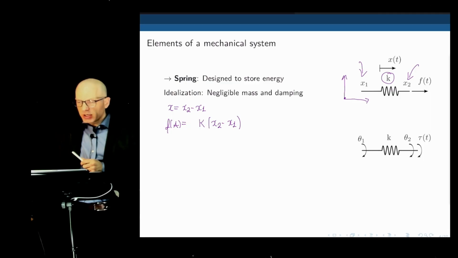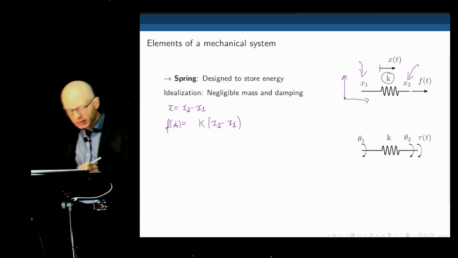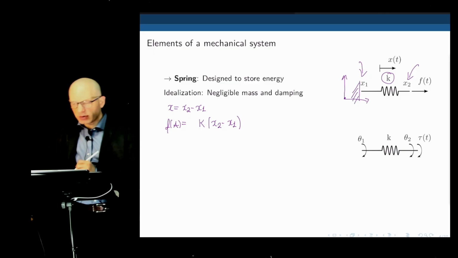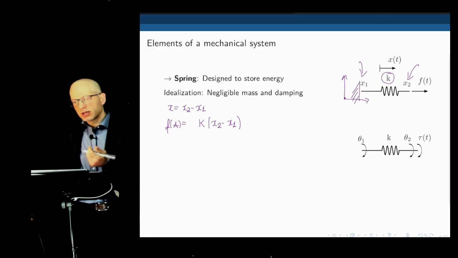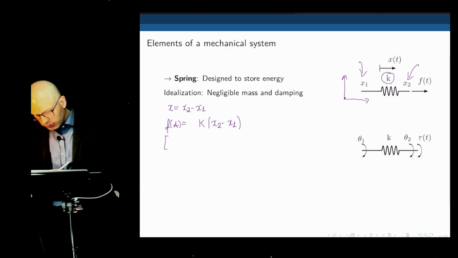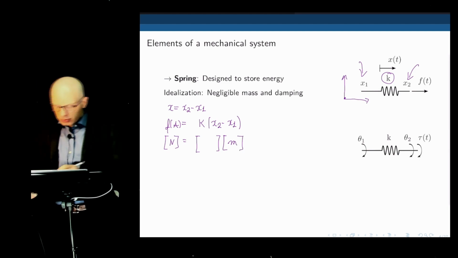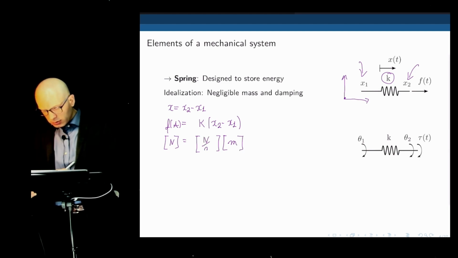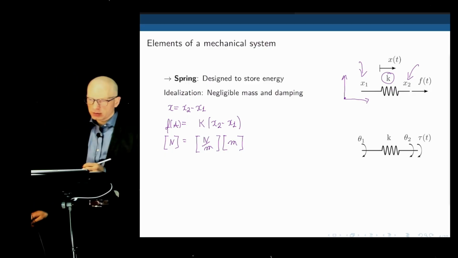If one end of the spring is fixed, for example, x1 is attached to a fixed reference frame like that, and it doesn't move, then x1 is simply 0, and the force becomes K times x2. Okay, but both ends may be moving. So what is the unit for K? Well, F is in newtons, the displacement is in meters. So in order to balance the units here, we need newtons per meter. That's the unit for K.